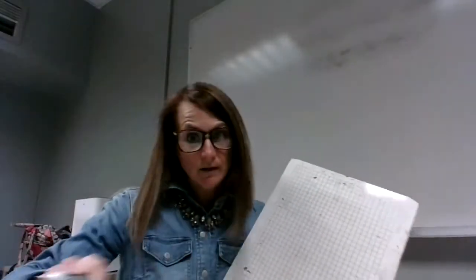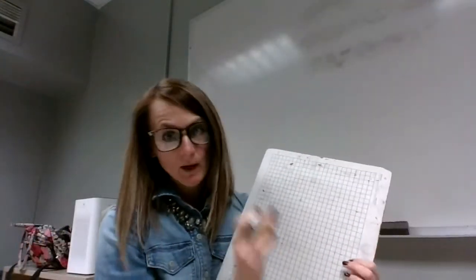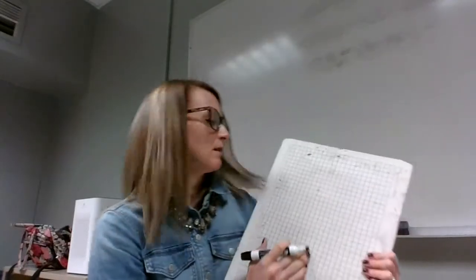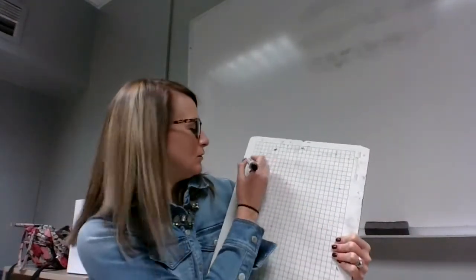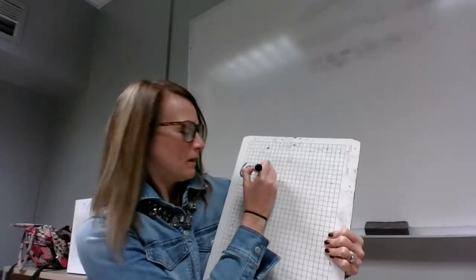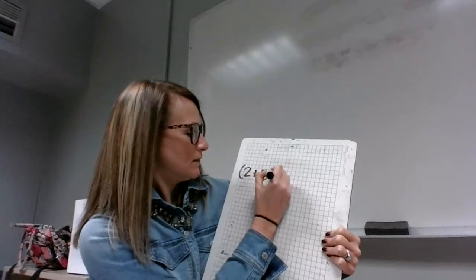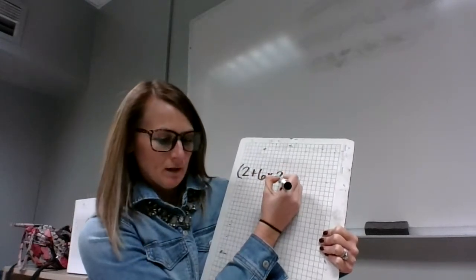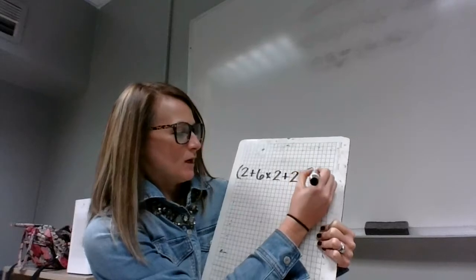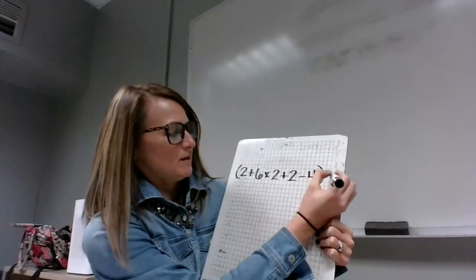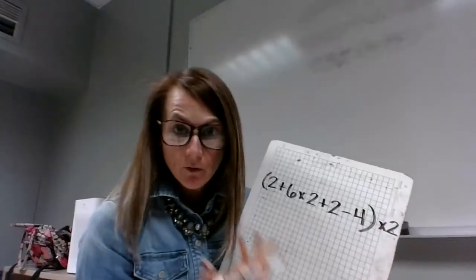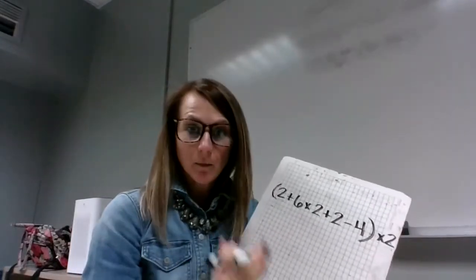We're going to do tons and tons of practicing on this. So if you're not quite with me, we have weeks ahead of us of dealing with expressions. Here we're going to do, I better write small, this is the big one, 2 plus 6 times 2 plus 2 minus 4, parentheses, times 2. All right, so again, your first job is to always do whatever is within the parentheses.